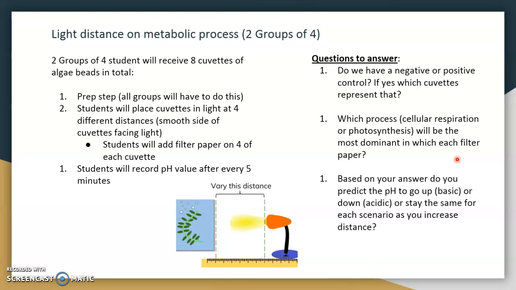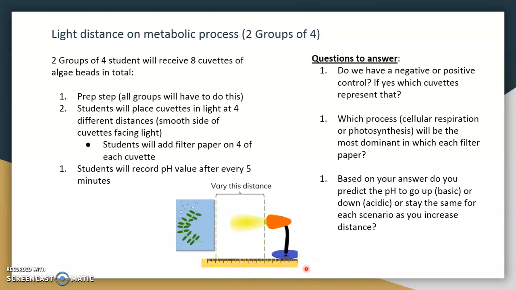So one is going to be light distance. Light distance is very similar to light intensity, but instead, this is going to be 8 cuvettes, so 2 groups working together. What you're going to be doing is being given one source of light. One group is going to receive 4 cuvettes with no filter on it, so there's going to be no coloration, and they're going to be setting those at 4 different distances.